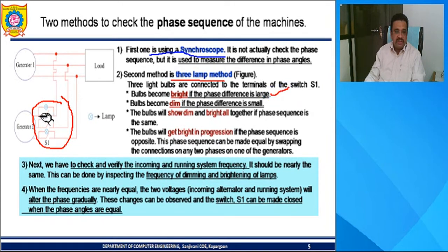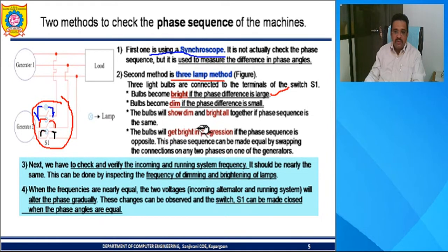See here, this is one point, and this is another point. So two ends of the lamp are connected across these. Then this one is connected across this, and then this one is connected across this. So it is a 3-phase alternator, and 3 bulbs are connected across each phase.